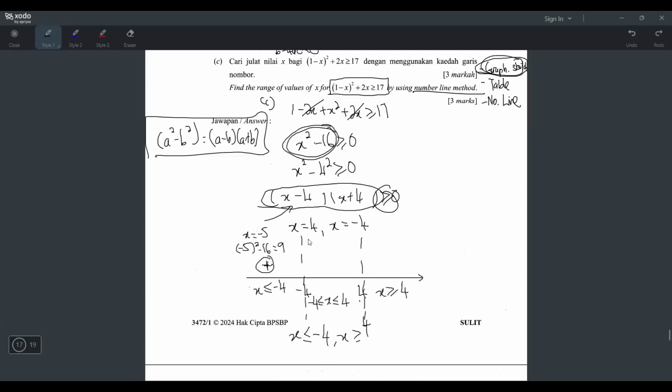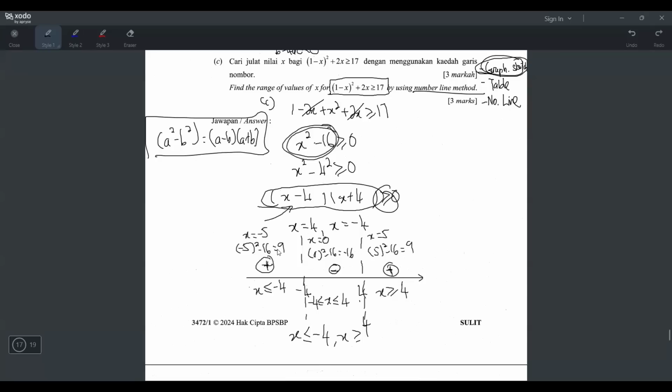Okay, let's do the same thing here. Choose any number between negative 4 and 4. So I will choose 0, but you can choose any number you want, like 1, 2, 3, or negative 1, whatever. But I choose 0. So 0 square minus 16 is negative 16, which is negative. I repeat one more time, we don't care about the answer. We only care about positive or negative. The next one is x equals, what's bigger than 4? Let's use 5. So it'll be 5 square minus 16, which is 9, and positive, right?